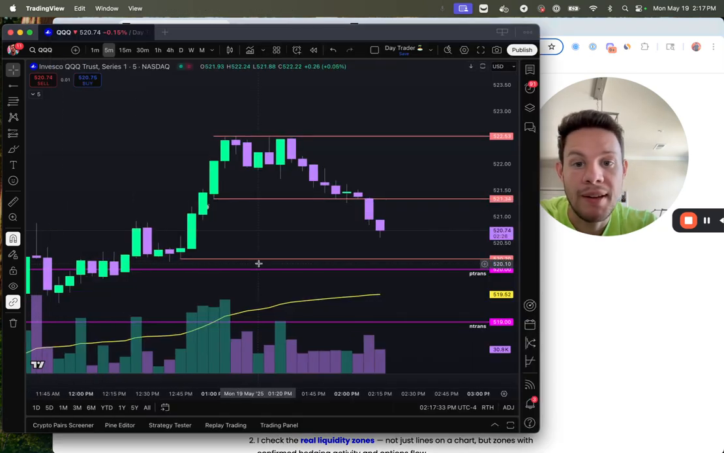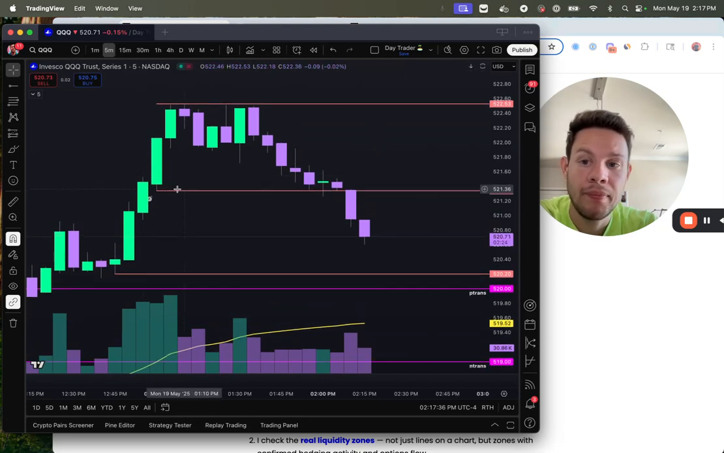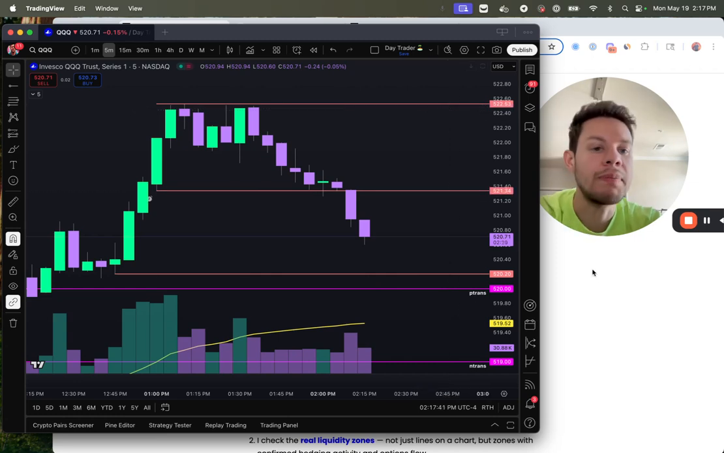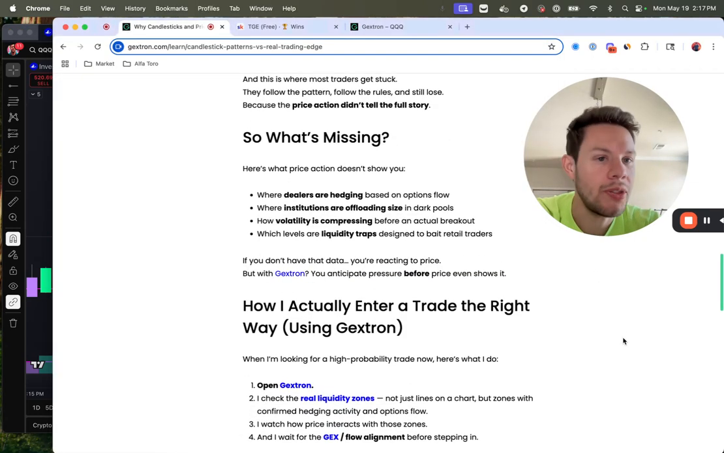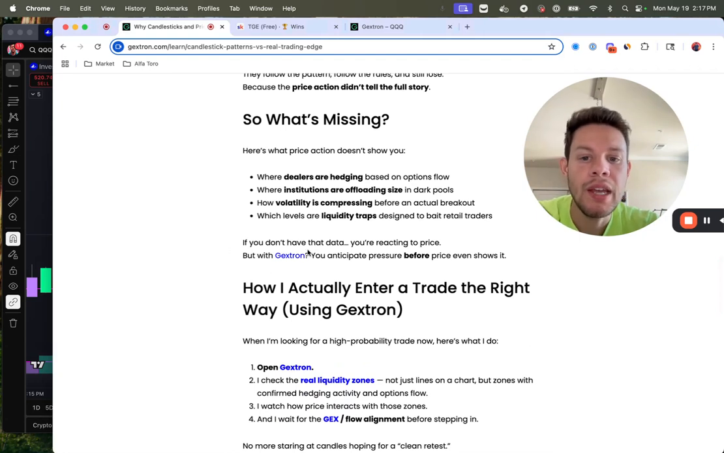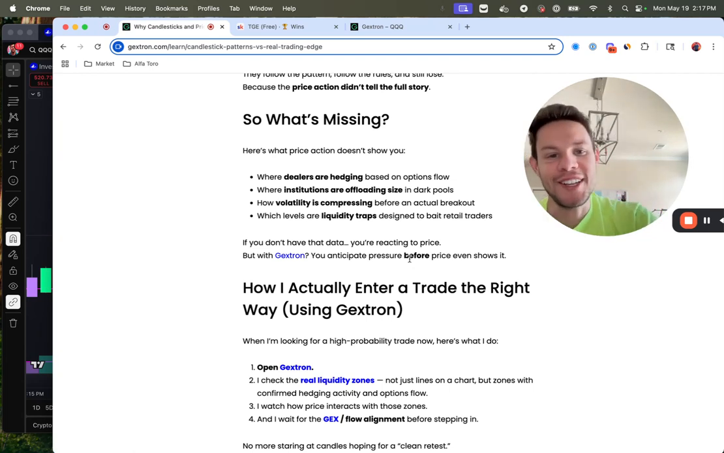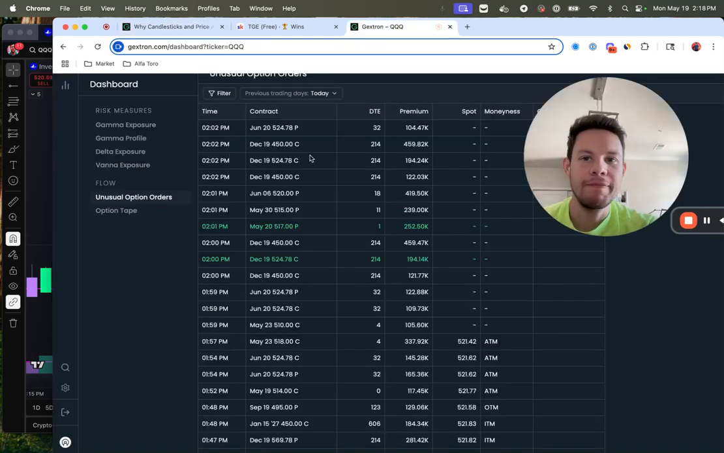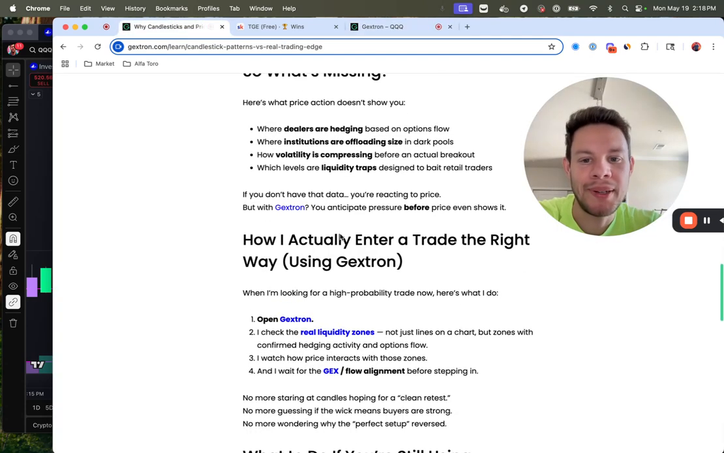Again, like we like to look at volume, liquidity, right? Where are high volume candlesticks? What's mitigated? What's not mitigated? These are all things to take into consideration. If you don't have that data, then you're just, again, reacting to price. But with Gextron, you anticipate pressure before price even shows it, right? So that's the whole thing with Gextron. It really makes it easy for you. Like, you don't got to do any thinking. You just got to look at where the big bar's at, and that's where I'm going to play at, okay? It's just that simple. It doesn't get more complicated than that.